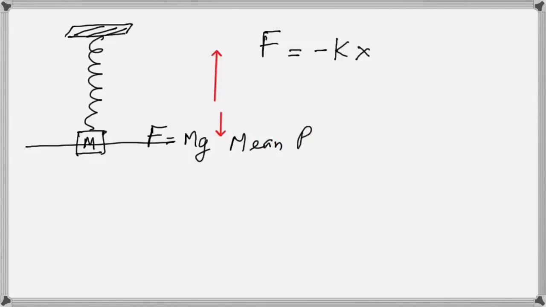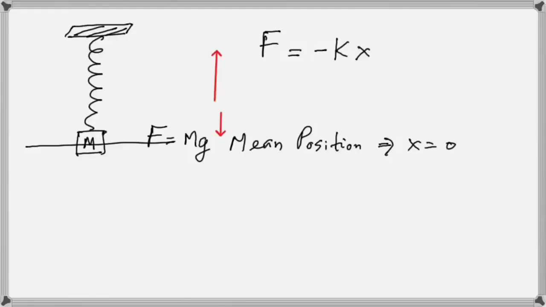Mean position. What is the displacement at that position? Is it oscillating? No, it's not. So at the mean position, the displacement x is equal to 0. I'm not talking about the extension in the spring anymore. Yes, there's already an extension when you put that mass on, I know, but I'm not talking about that extension anymore. I'm talking about the mass being right there. If you don't disturb it, it's going to lie there.